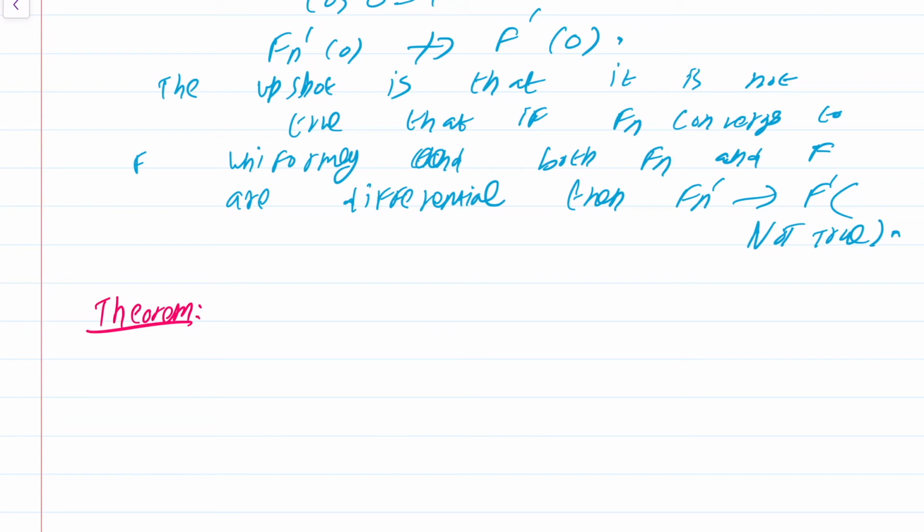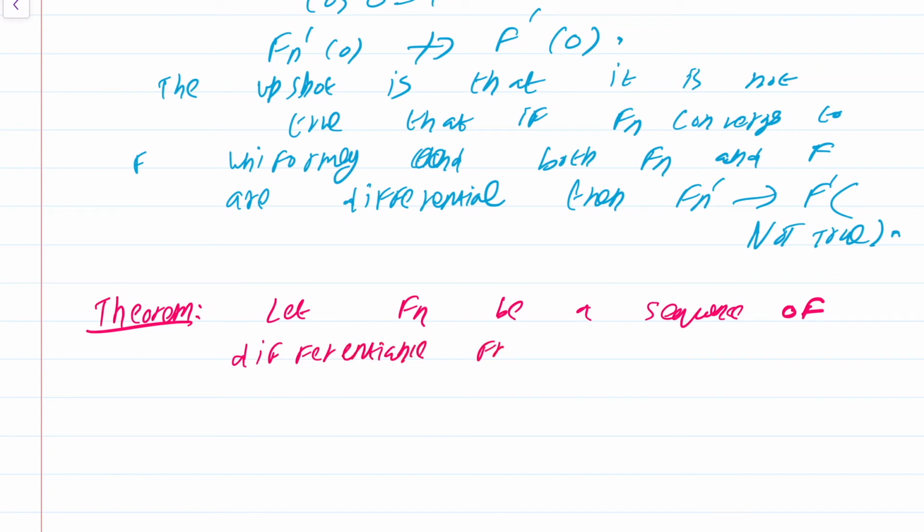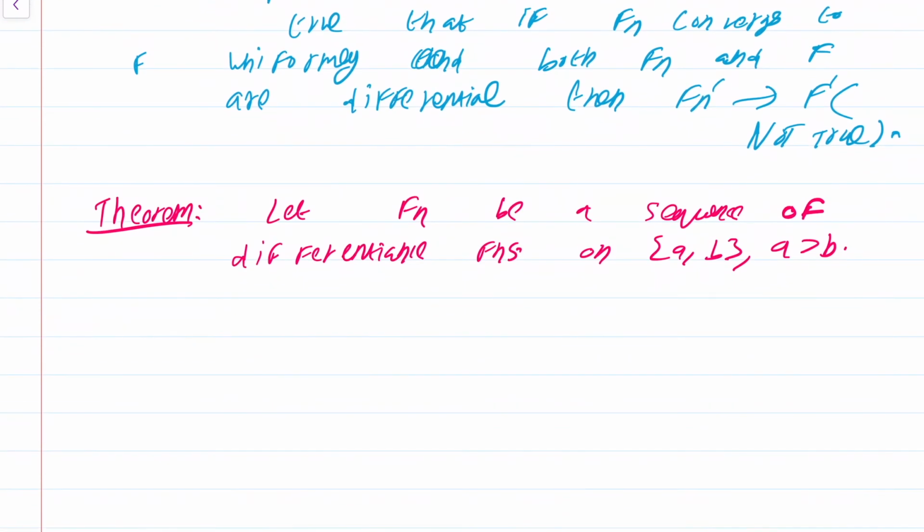So the next theorem is the behavior of uniform convergence under differentiation. Let f_n be a sequence of differentiable functions on the closed interval [a, b], and here I'm going to require a less than b, for obvious reasons.